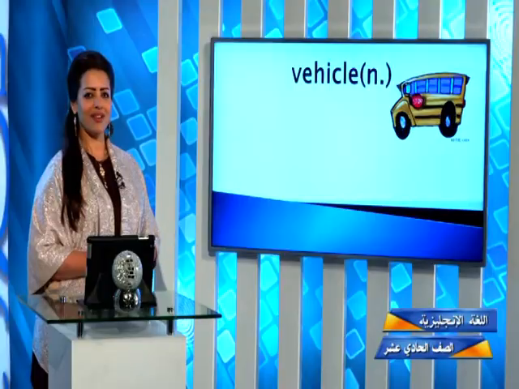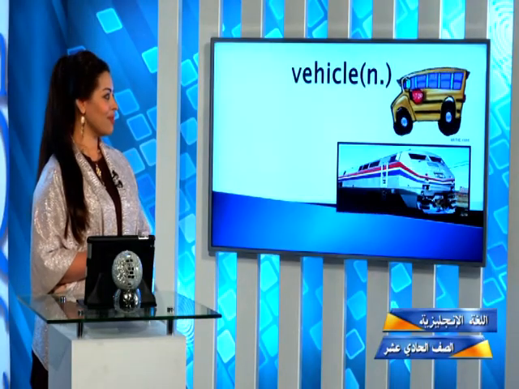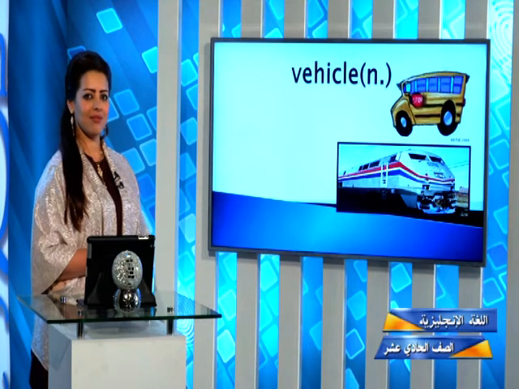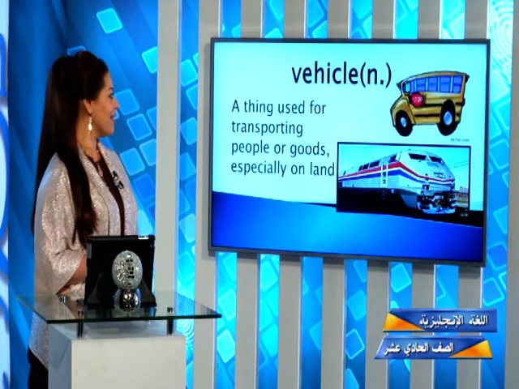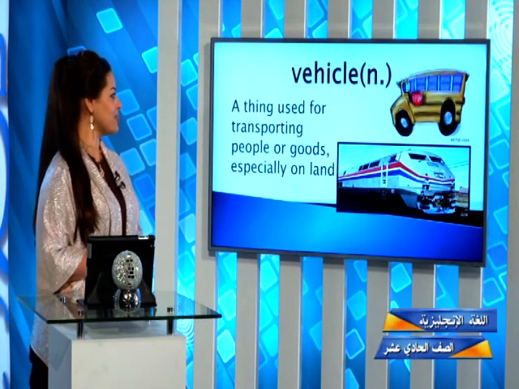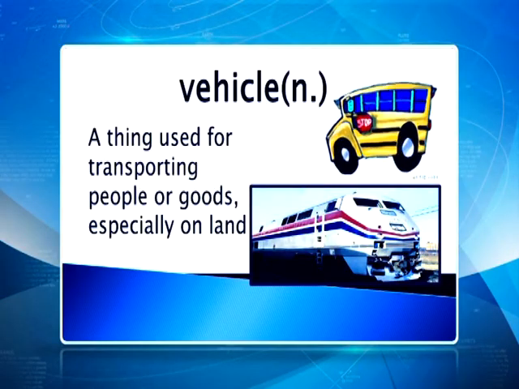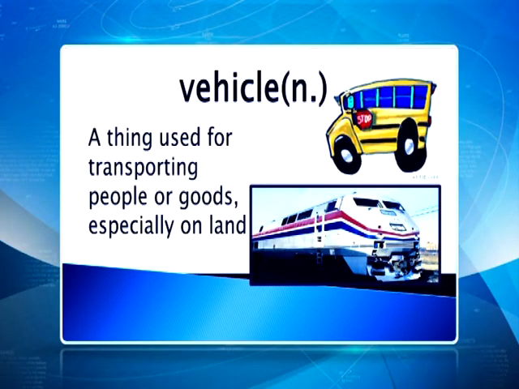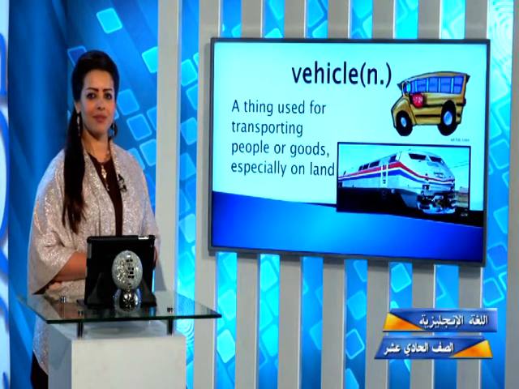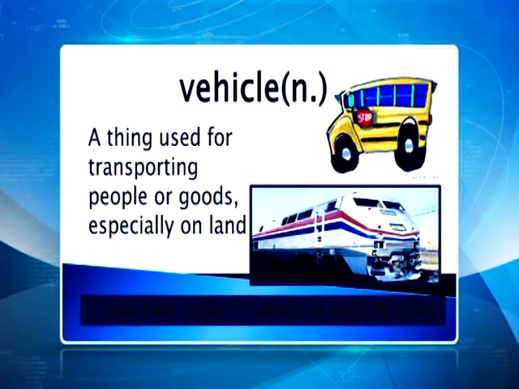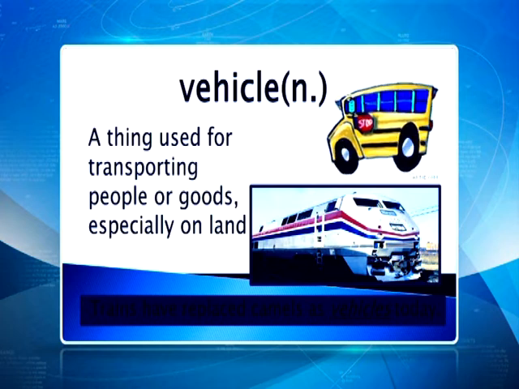What do you see over here? We see vehicles. We see a bus, train. What is vehicle? A thing used for transporting people or goods, especially on land. Let's repeat the word together. Vehicle. Let's read the sentence. Trains have replaced camels as vehicles today.